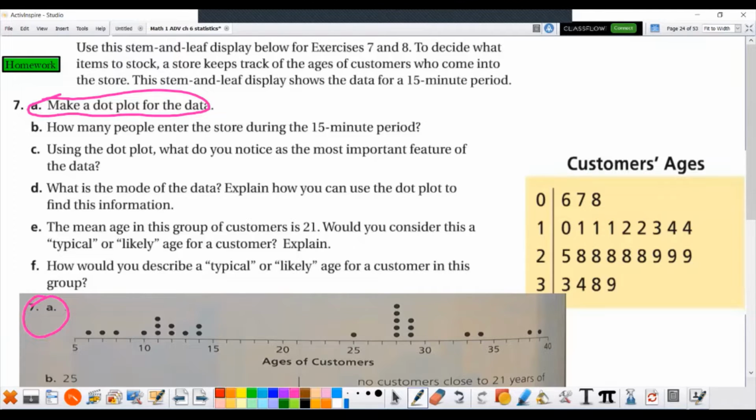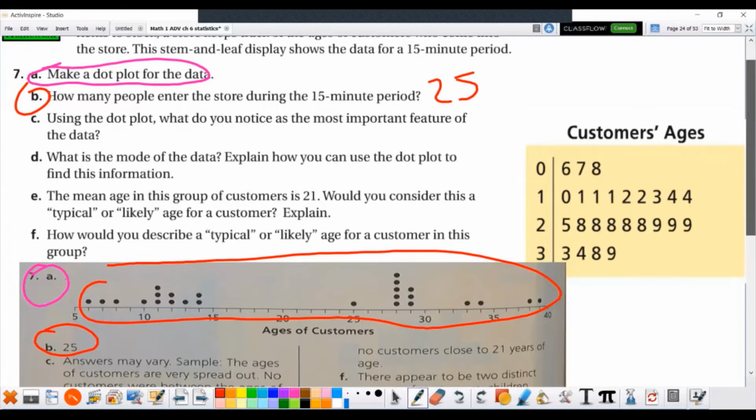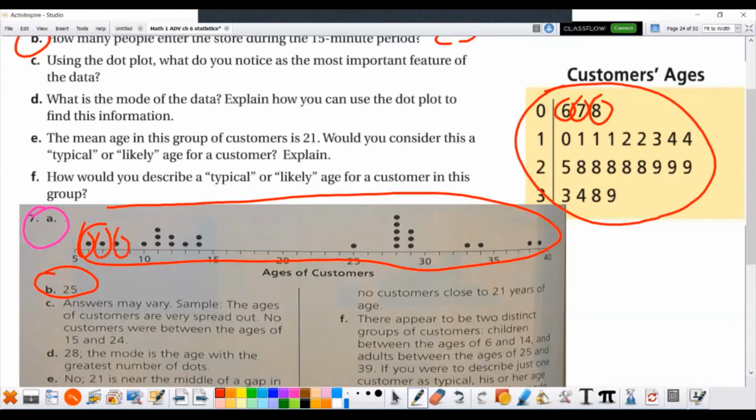Next question. How many people entered the store during the 15-minute period? I counted all of these dots, and there were 25. Next, what is the most important feature you notice of the data? By the way, these were the ages of the customers, and this is where we got the dots from. Here's someone who's 6, here's someone who's 7, here's someone who's 8.